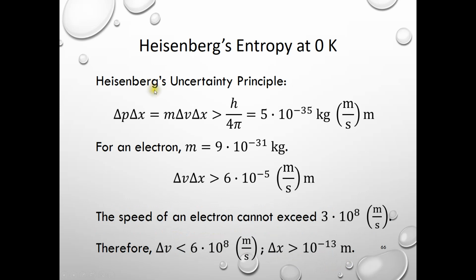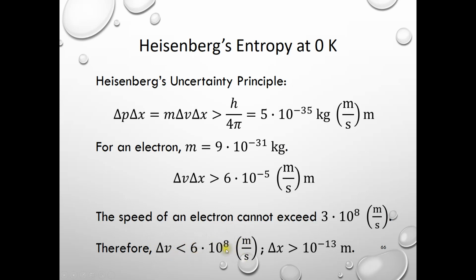Again, we have this Heisenberg's uncertainty principle. Delta P times delta X is greater than h over 4 pi. For an electron, delta V times delta X is greater than this value. We know the speed of an electron cannot exceed the speed of light. Therefore, the uncertainty of the momentum of the electron cannot be greater than 2 times the speed of light.